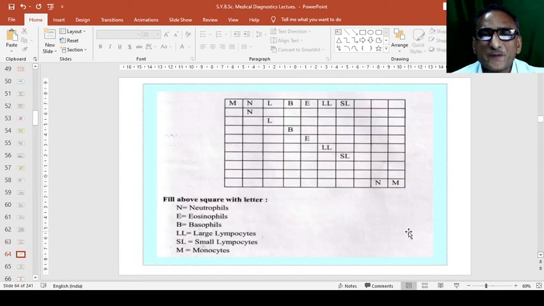And after observation, you can count the cells which appear under the microscope. So you prepare the chart, and then you can calculate it by reporting it. If you find a monocyte, you write it M. If you find a neutrophil, in this way you can write all the cells: neutrophil, eosinophil, basophil, large lymphocyte, small lymphocyte, and monocytes. So this counting can be done by making such squares or this table. If you count up to 100, you can get the percentage.